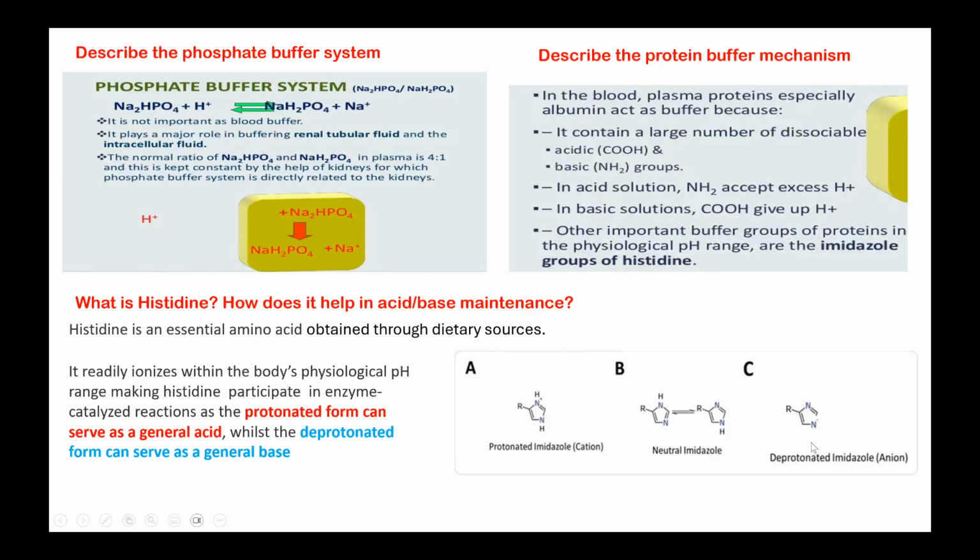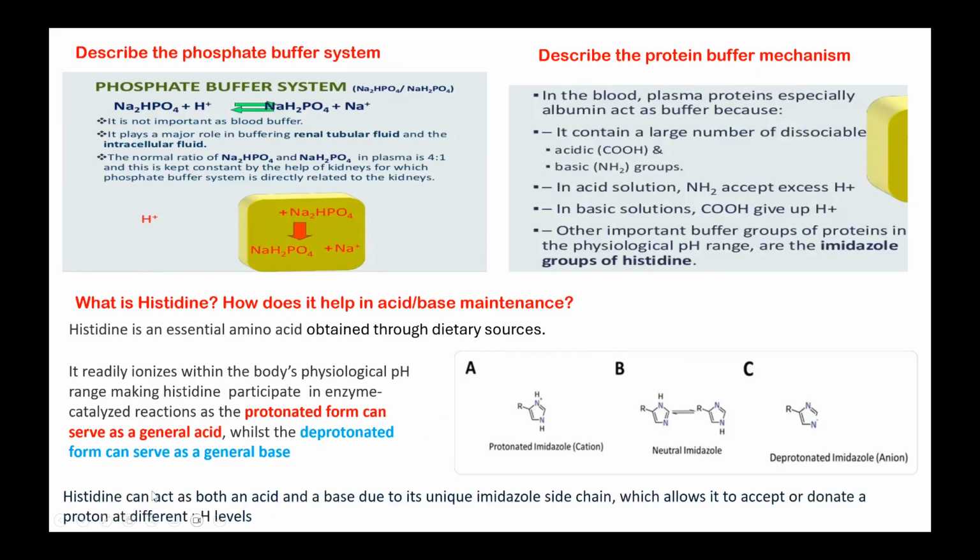And when it becomes deprotonated, it gives up the hydrogen; see, there is no hydrogen in this. So the same imidazole can remain neutral, or it can become a cation or an anion depending upon the acid or base nature of the medium. So it can act as both an acid and a base due to its unique imidazole side chain, which allows it to accept or donate a proton at different pH levels. So this is the most important component of the protein buffering system.